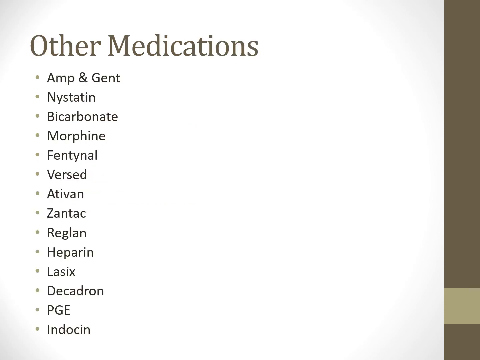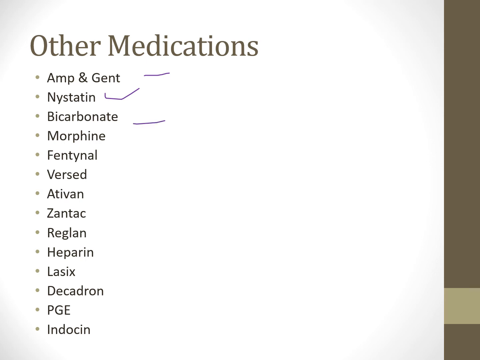Other medications that you will see, AMP and GENT, these are antibiotics that we can give, nystatin, especially if the baby is developing thrush. You'll see that on their MAR. So I encourage you, when you're out there for the NICU rotation, look at all the medications the baby's getting, not just the medications that the respiratory therapist might be giving, because it helps give you an overall picture of what that baby's going through.